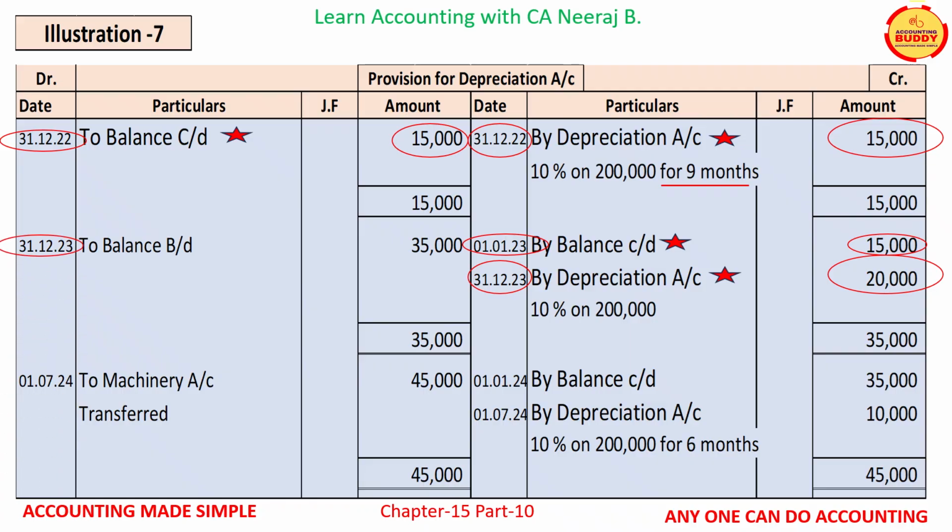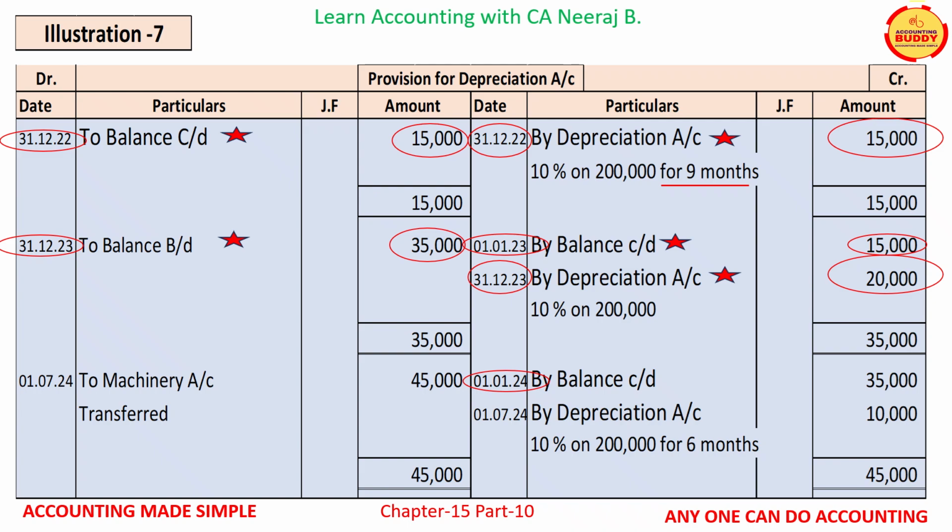On 31st December 2023, the accumulated depreciation amount of $35,000, that is $15,000 for the financial year 2022 and $20,000 for the financial year 2023, will become the closing balance for the financial year 2023 and will be written on the debit side by writing the words to balance brought down.